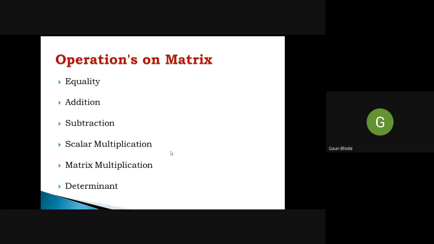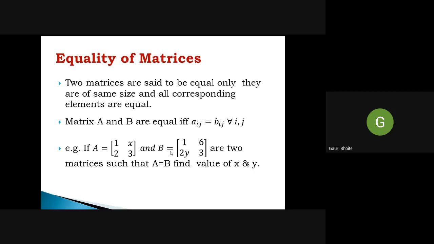So first, what are the operations on matrices? Equality of two matrices, addition, subtraction, scalar multiplication, matrix multiplication and determinant. Okay, so I will quickly revise it. If two matrices A and B are equal, if and only if they are of the same size and the corresponding elements are also equal. So suppose A and B are the two matrices, and if I say A is equal to B, that means each element is the same.